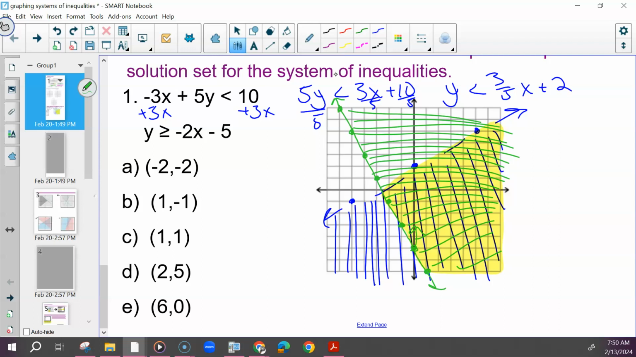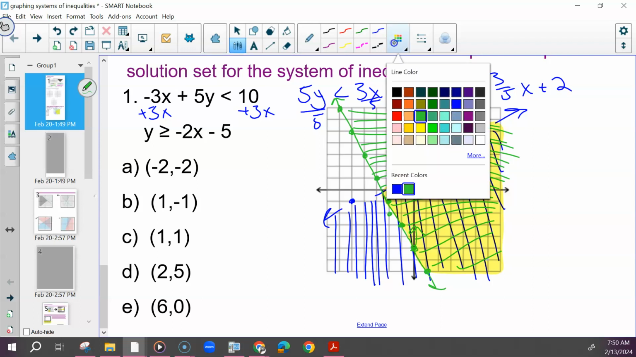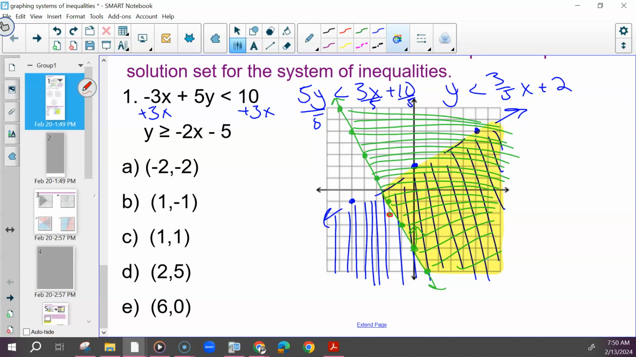So -2, -2. Let's do that in a different way. Would that one be a solution? No. 1, -1. Yes. 1, 1. Yes. 2, 5. No. It's in one of them, but it's not in both of them. And 6, 0. Yes.